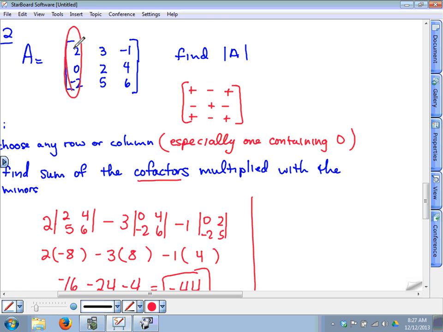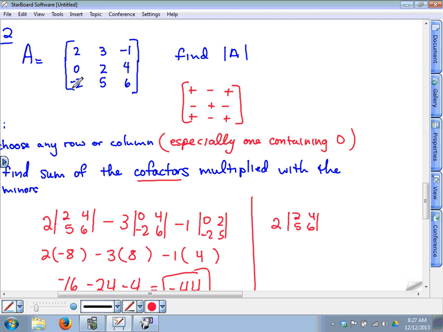If I choose 2 as an entry, the cofactor from that entry is still going to be 2. The minor that's left over, if you cross out the row and the column containing 2, you still have 2, 4, 5, and 6. Now we're using this first column, so move down to the next entry.